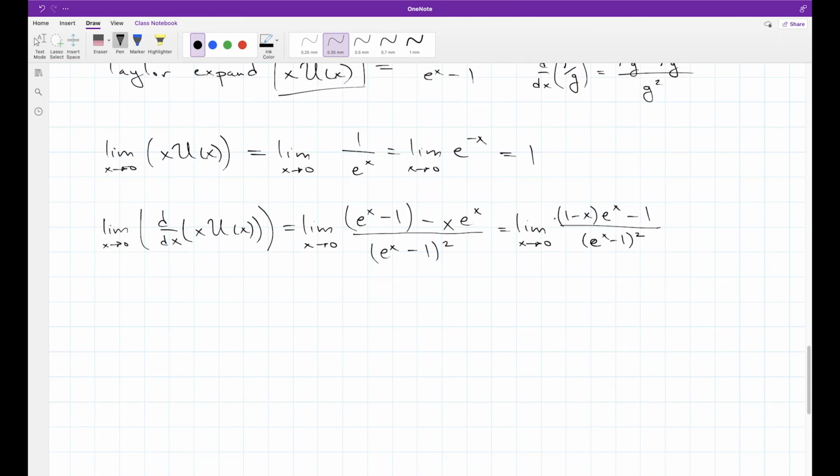Now let's see what happens if we set x equal to 0. In the numerator, this becomes 1, so it just becomes e to the x minus 1. But e to the x minus 1 is e to the 0 minus 1, so we get 0. In the denominator, we clearly get 0 squared, which is 0. So again, we have something of the form 0 over 0, and we're going to need to contend with that and see what we can get. Okay, so let's use L'Hopital's rule again.